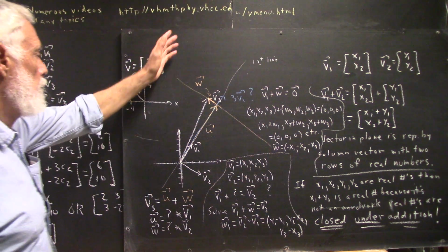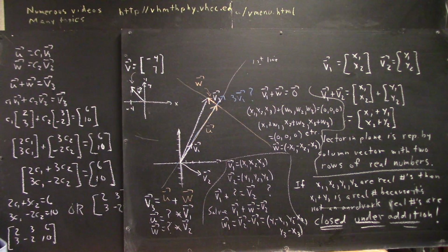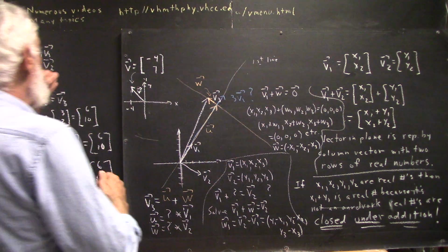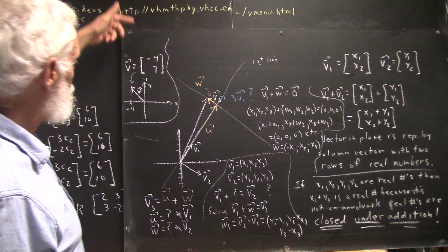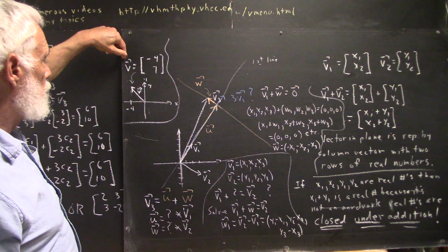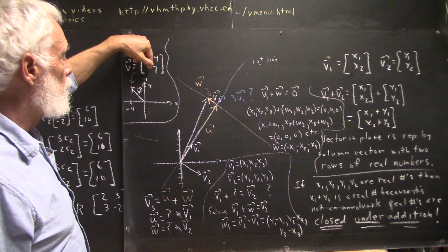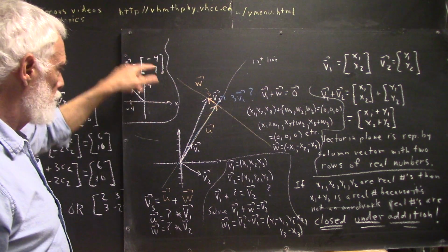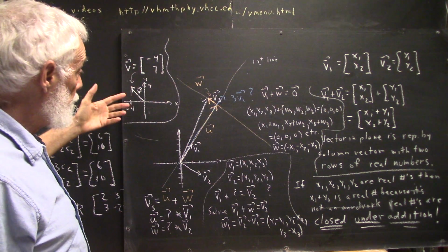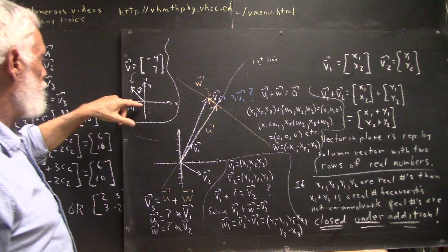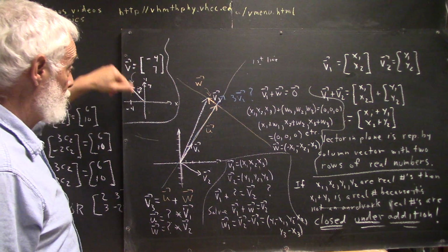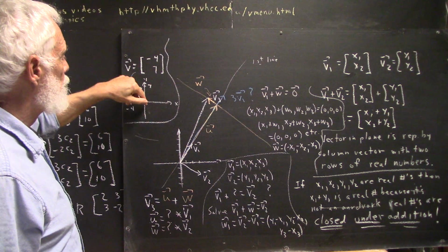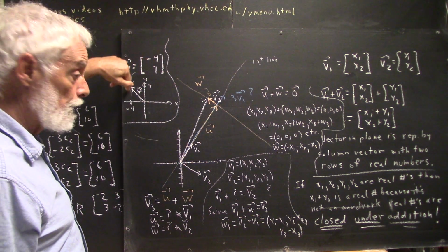Now, not directly related, at least to the first problem, I gave you this picture that the vector v, negative 4, 7, is identified in the plane with a vector that goes from the origin to the point negative 4, 7. So there's your vector v.